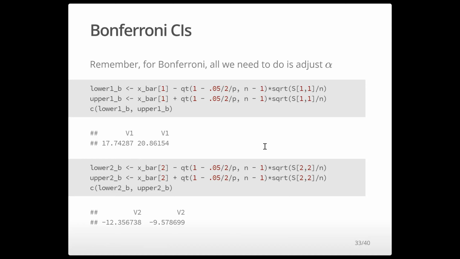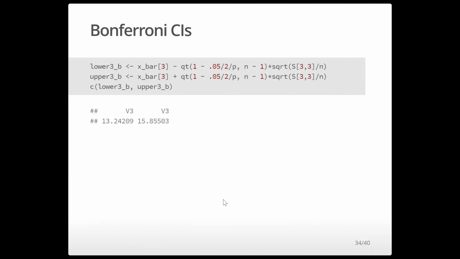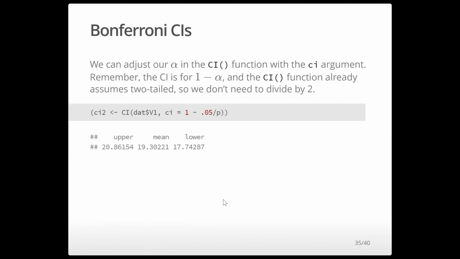So for the Bonferroni adjustment, remember the only thing we need to do is adjust alpha. So we're just dividing by p. So here we're dividing by p again. Again, we're getting our Bonferroni adjusted confidence intervals for this 3-variate data. And so if we want to use the CI function to do this, there's a second argument which just defaults to 1 minus 0.05 or 0.95. We just have to change this to adjust for the number of variables. So we divide 0.05 by p, and that gives us our Bonferroni adjustment. And you can verify that this is exactly the same as what we got before. Also note that we don't need to divide 0.05 by 2. This already assumes 2-tailed.